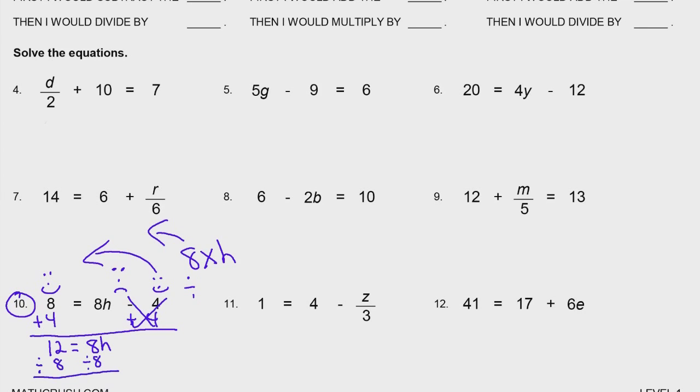Running out of space here. The 8's cancel each other out, so you're left with h on this side, and 12 divided by 8. So I think we're going to have to do some long division here.